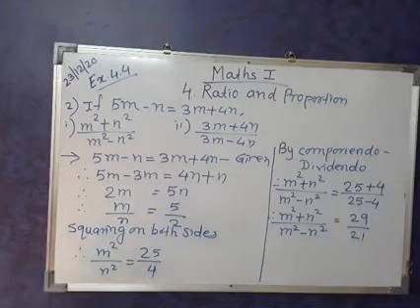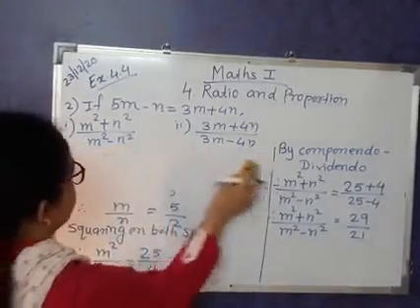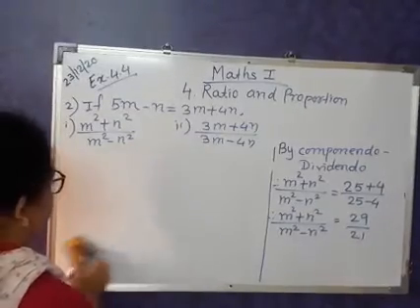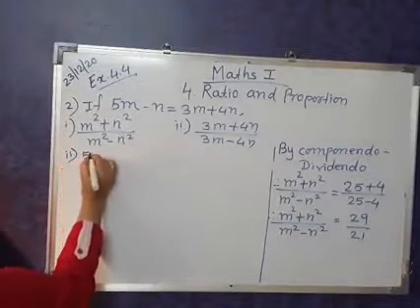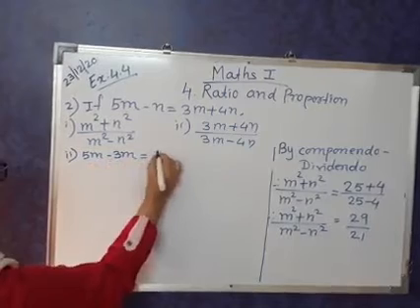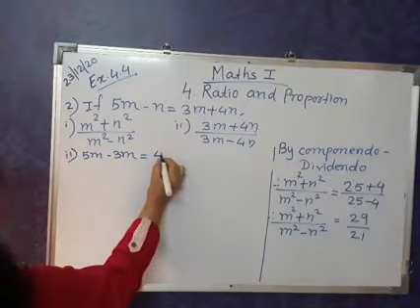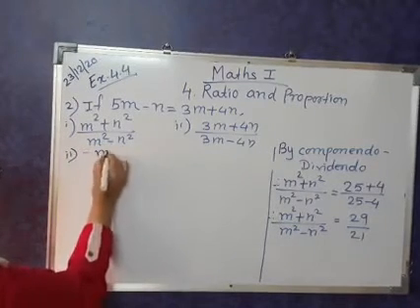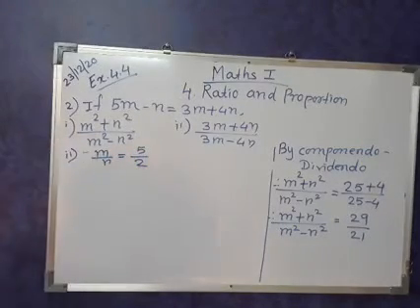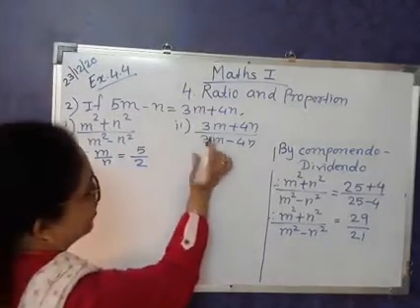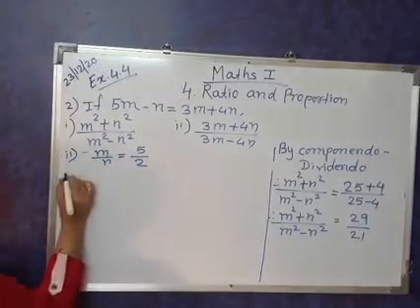Now the second part. We have to do this. Now I am rubbing the first one. Now see, second part. 5m minus 3m is equal to... now m upon n we already got as 5 upon 2. Okay, in the first case we got that. Now see, the m coefficient is 3 and the n coefficient is 4. So what do we have to do?